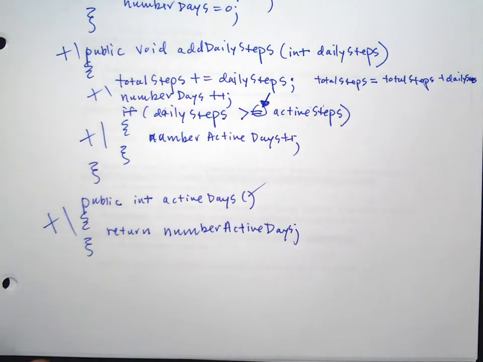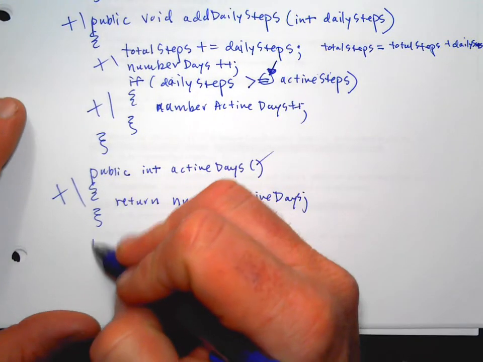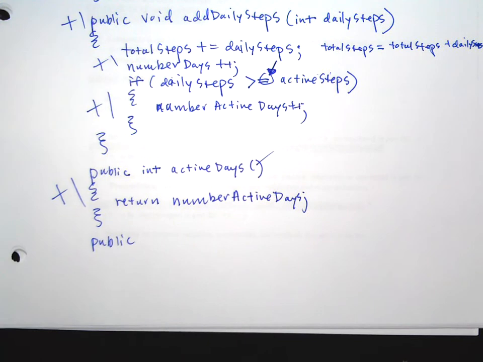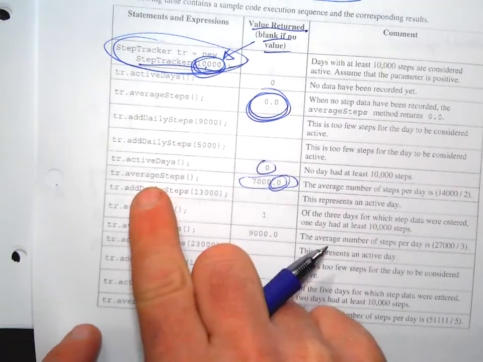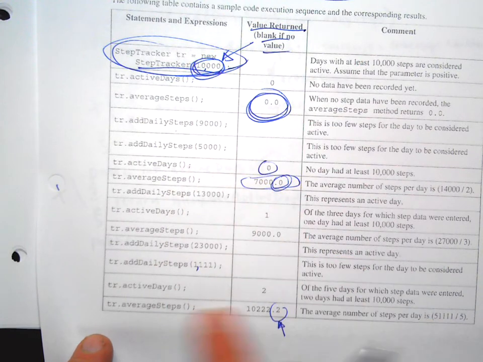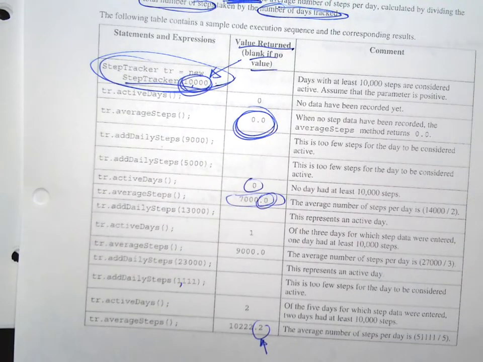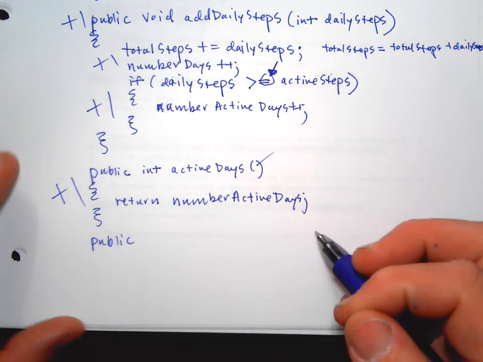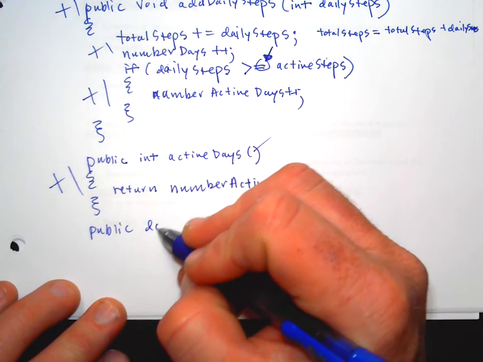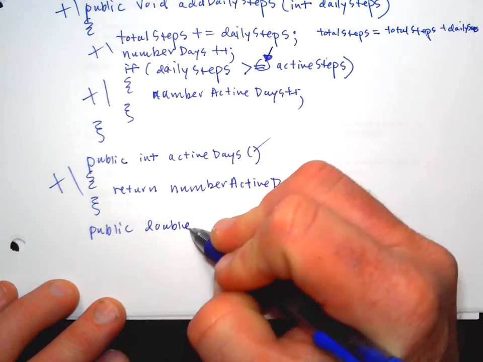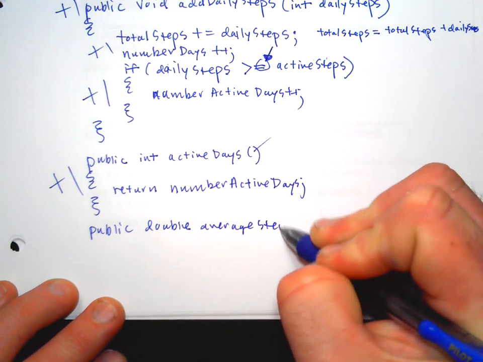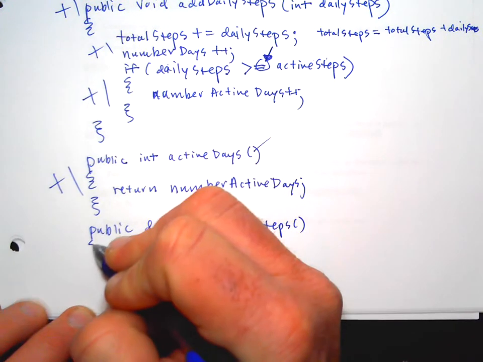Okay. And then the last one was public, and this is average steps. So every time they did average steps, it's 0 arguments, but it returns a double. Okay, which kind of makes sense for an average. Maybe give a decimal. So it's public double. You have to say the return type. Average steps, no arguments.